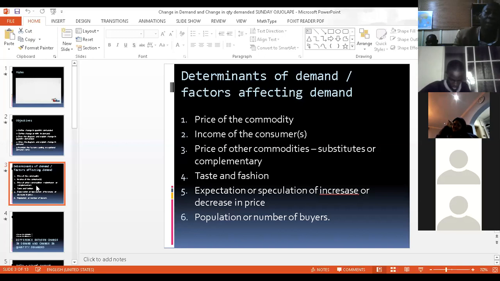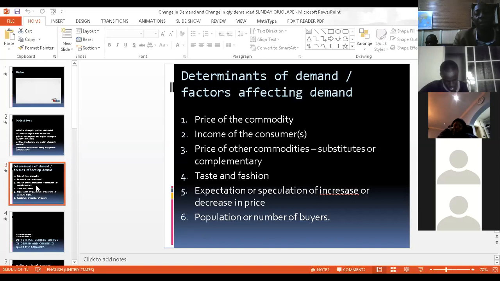Then we have expectation or speculation in increase or decrease in price. If there is an increase in the price of a commodity and people are expecting that the price that has gone up will later come down, people are not going to buy such items. They will wait until the price comes down. So that is expectation or speculation. It can work in the increase of the price of the commodity and may also work in the decrease in the price of the commodity.